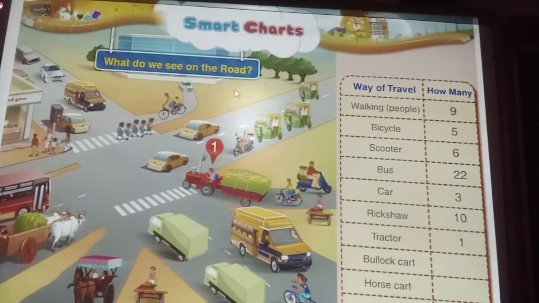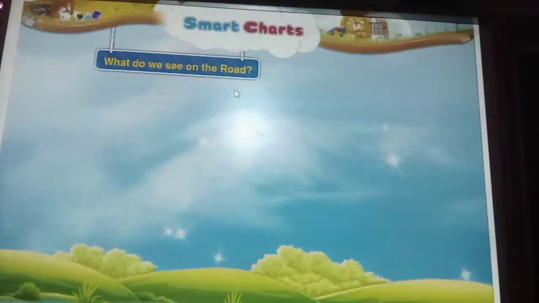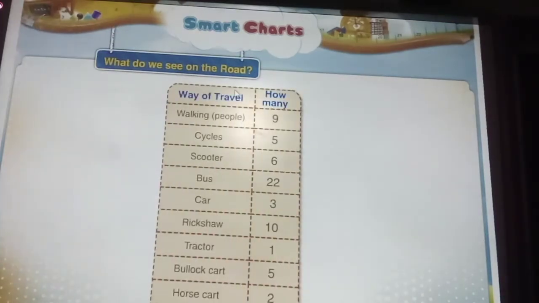There is only one person traveling by tractor. There are 5 people who are traveling by bullock cart. There are 2 people who are traveling by horse cart. There are 8 people who are traveling by school bus. With the help of the table, answer the following questions.